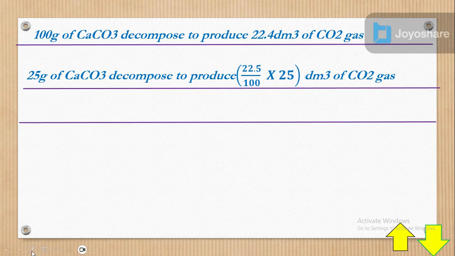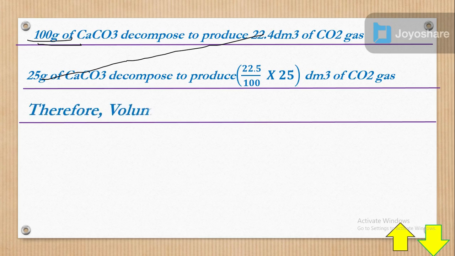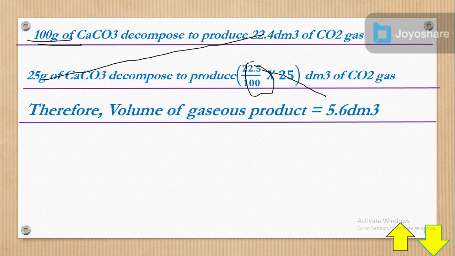So here what you are doing in simple terms, after writing that statement, we get this multiplied by that, then divide by this first one. Now, 25 grams of calcium carbonate decomposed to produce 22.4 times 25 over 100 decimeters cubed of carbon dioxide. So therefore we conclude that the volume of gaseous product is 5.6 decimeters cubed. If you try to compute this, you will get 5.6 decimeters cubed.